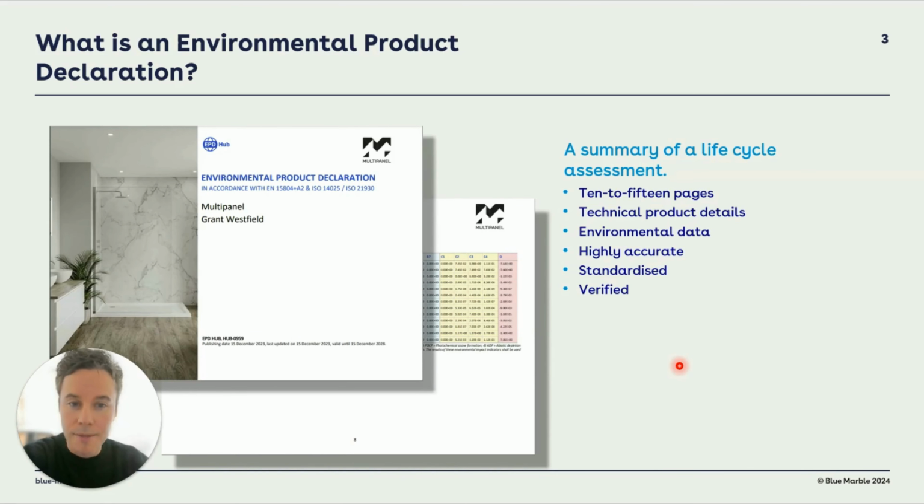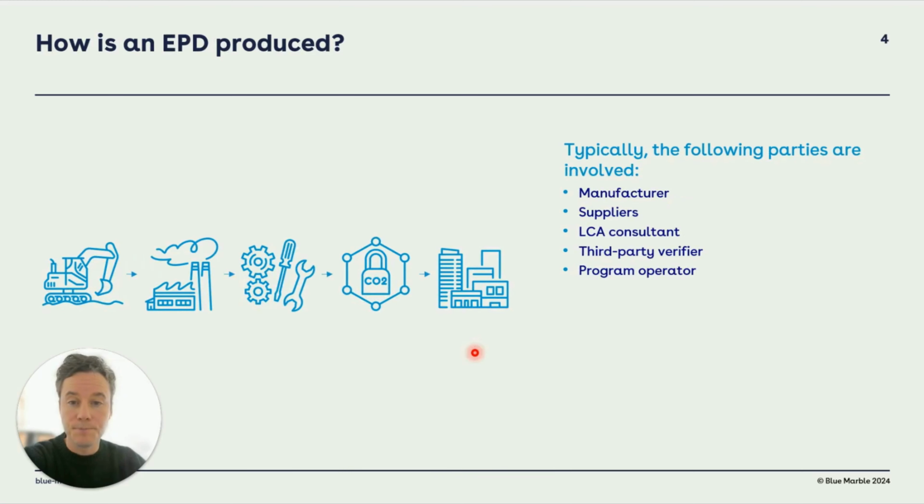So what is an EPD then? Well, an EPD is just a summary document of the life cycle assessment that you have conducted on your product. It's typically 10 to 15 pages long. It contains technical product details, nothing confidential, but technical details like you might find in a technical data sheet. But importantly, it also includes environmental data, and that's in the form of tables at the end of the EPD document typically. It's considered to be highly accurate, it's standardized, and it's verified as well.